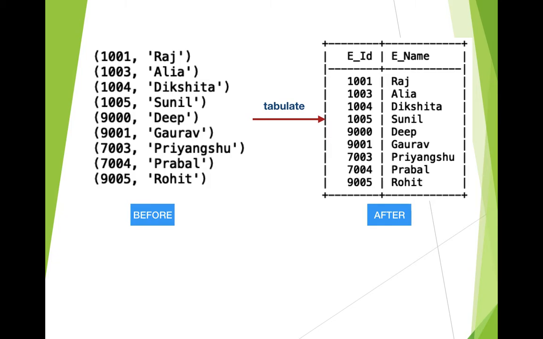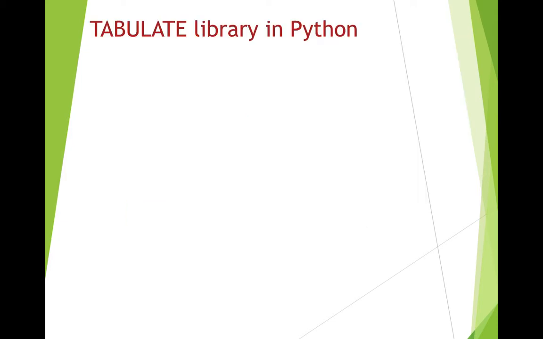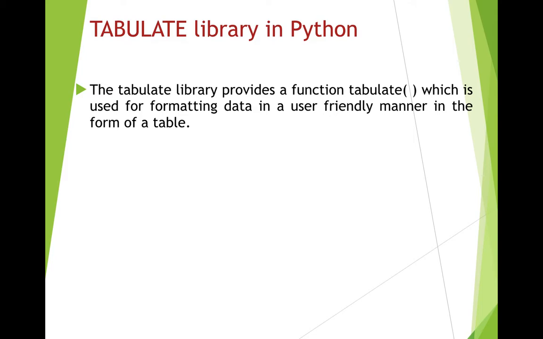For this we require an additional library. What is the name of that additional library? The name is Tabulate. So what is the Tabulate library in Python? The Tabulate library provides a function Tabulate. That means it is not a very complex library. Within this library we have only one function, called Tabulate, and with its help we can format data in a user-friendly manner in the form of a table. So for displaying data in a user-friendly manner in the form of a table, we use the Tabulate library.